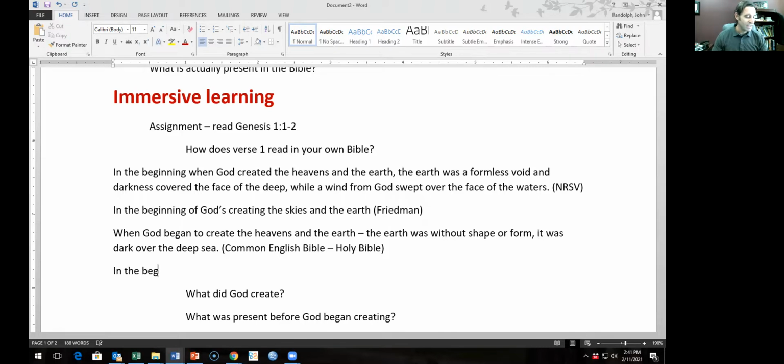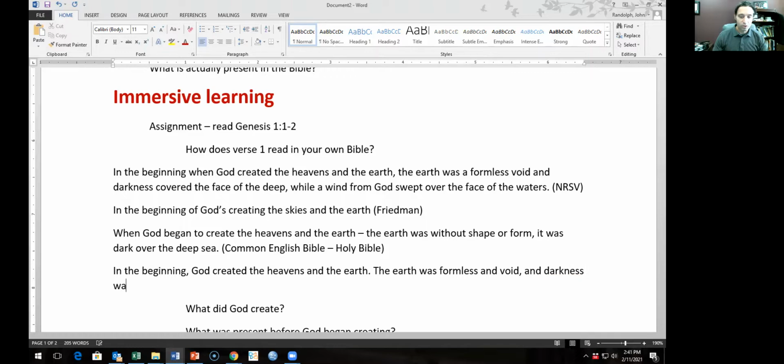And in the beginning, this was our first one. God created heavens and earth. Formless, interesting, and void, and darkness was over the surface of the deep. And the Spirit, and now this is interesting, the Spirit of God was moving over the surface of the waters.